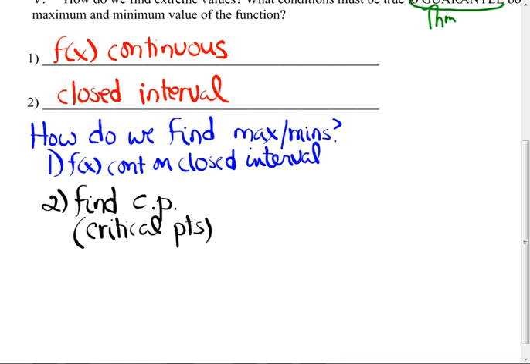Where are the critical points? F prime is 0. F prime does not exist. And what else? It has to be on a closed interval. Your other place is the endpoints, right? Those are your critical points.